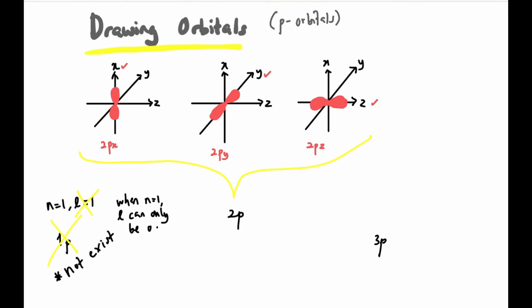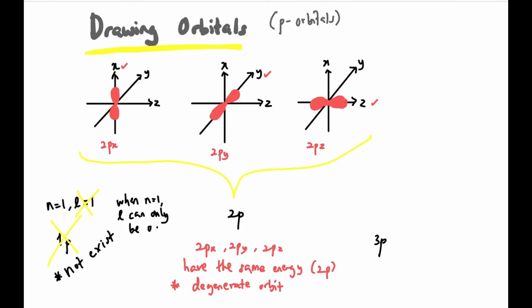By the way, 2px, 2py dan 2pz semuanya sama energi. Semua berada pada 2p orbital. So, cuma dia beza orientation saja, menghadap laut, menghadap hutan atau menghadap bumi. So, ini semua dipanggil sebagai degenerate orbitals. What about 3p? 3p sama shape dumbbell, tapi dia bigger size sahaja dan juga energy level dia.